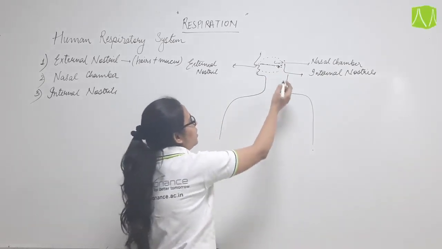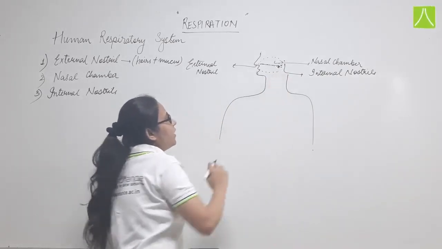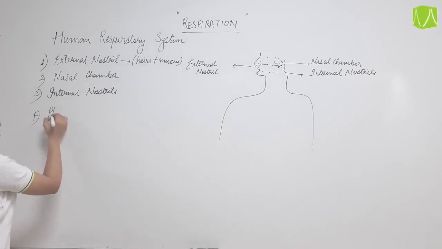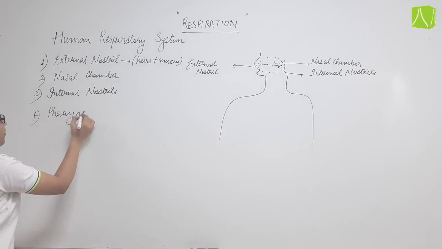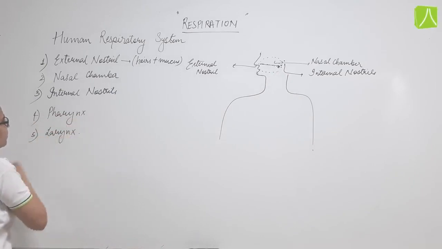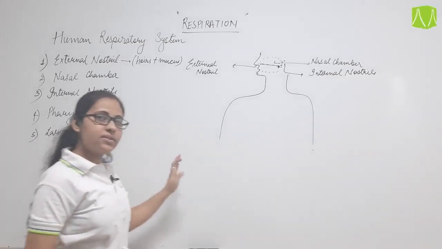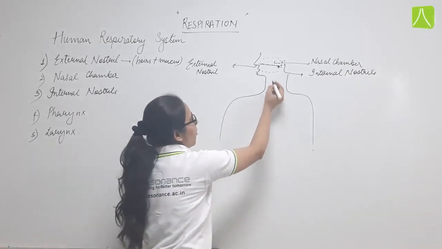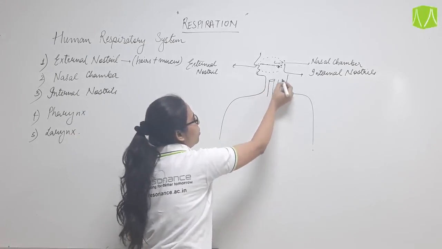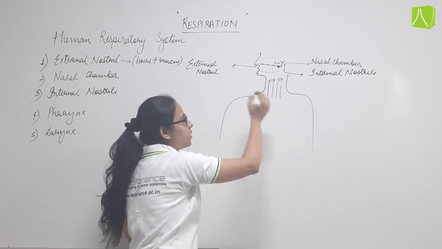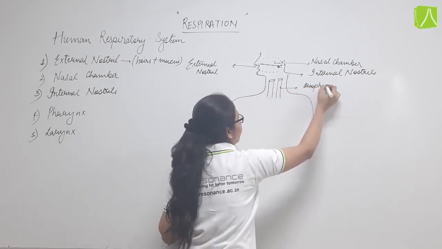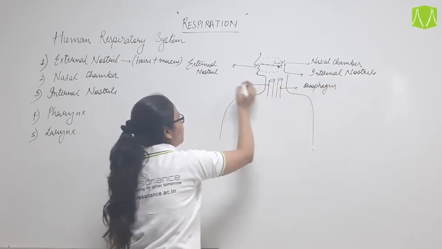After internal nostrils, the part which comes is pharynx. And after pharynx, the part which comes is larynx. So we will discuss it stepwise. These are the two pipes. This is the esophagus, and this one is the trachea.